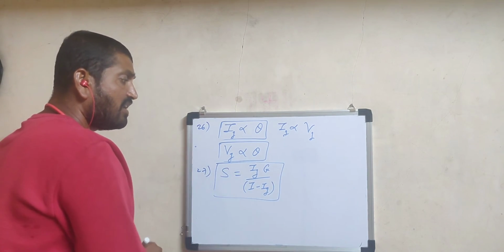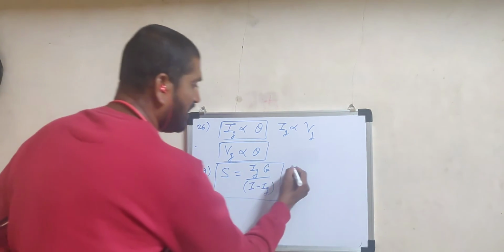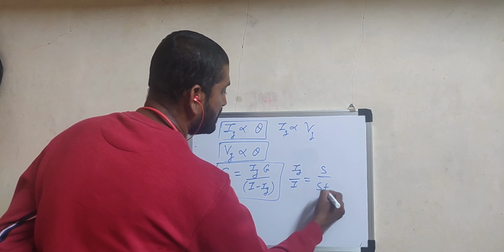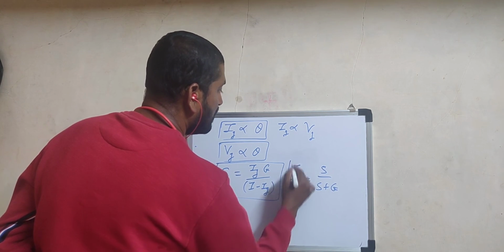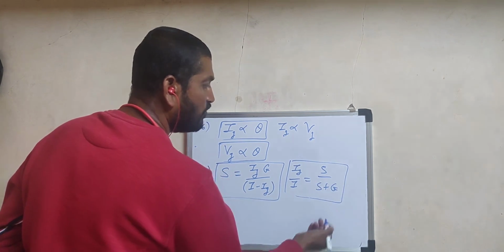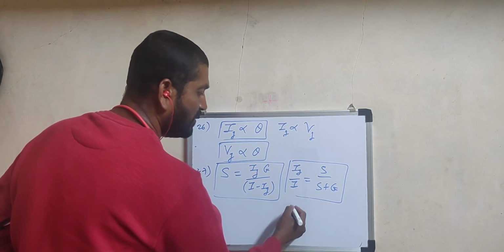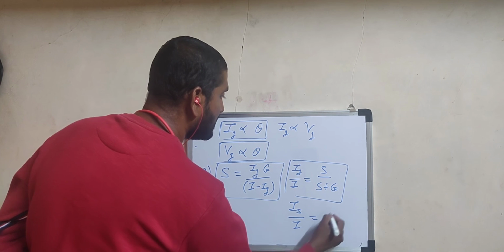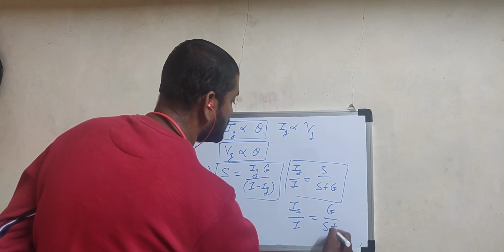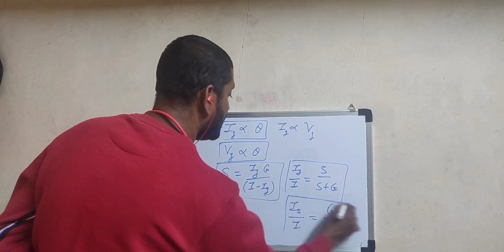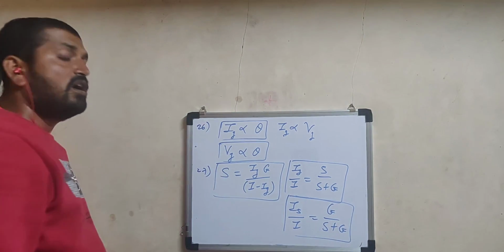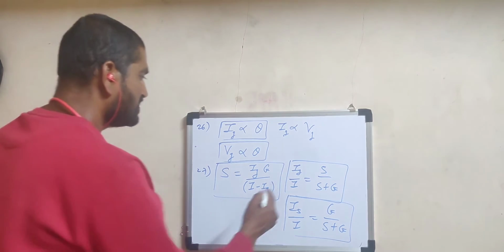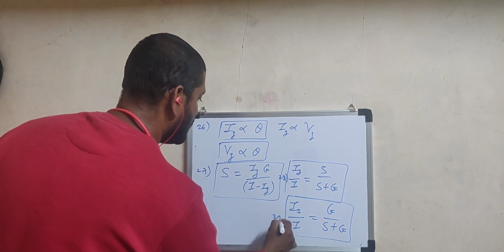Now in this article, we even consider two more formulae. The fraction of current flowing through the galvanometer, Ig upon I, is S upon (S plus G). This is one formula. If we multiply this fraction by 100, we get the percentage of current flowing through the galvanometer. Like that, the fraction of current through the shunt, Is upon I, is equal to G upon (S plus G). These are two additional formulae in the case of conversion of galvanometer into ammeter. This is number 28, this is number 29.